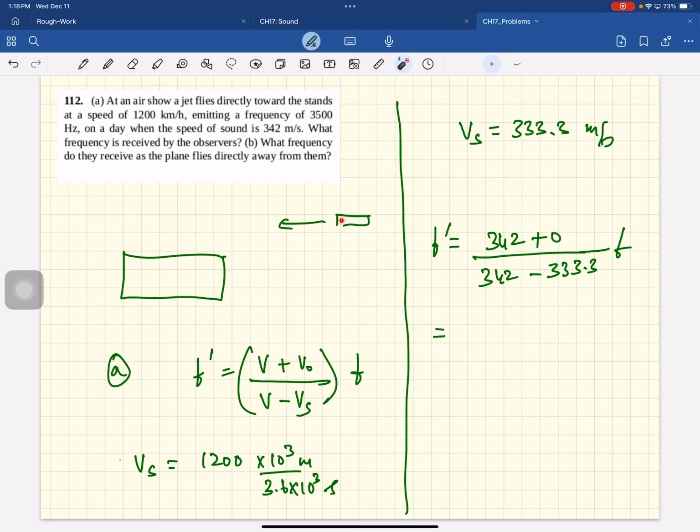You see, if the plane were flying faster than the speed of sound and moving toward you, this would have no solution. So that's about 39.3, roughly 40 times the frequency. So 39.3 times 3,500 hertz. The frequency you hear is 40 times the frequency emitted.